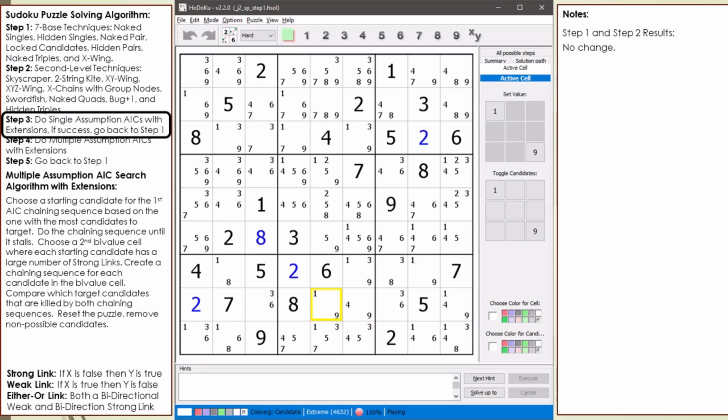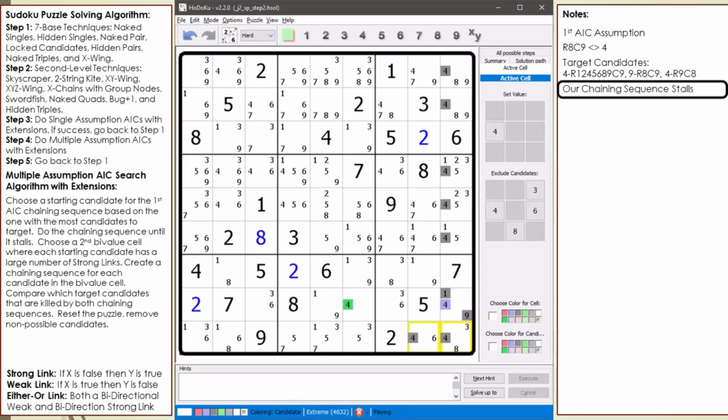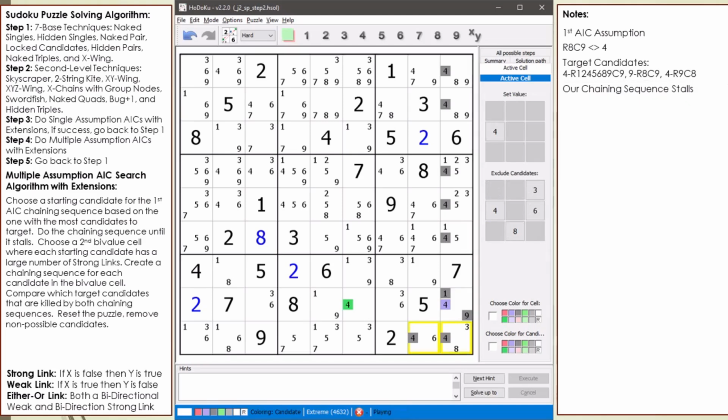Next, we try step 3, but all our single assumption AICs stall, so we are now ready to do another round of step 4. I choose the 4 in cell 8,9 to be the starting candidate for our next AIC assumption. There are 9 target candidates. Our chaining sequence stalls, so we look for a by-value cell for doing a second AIC assumption.